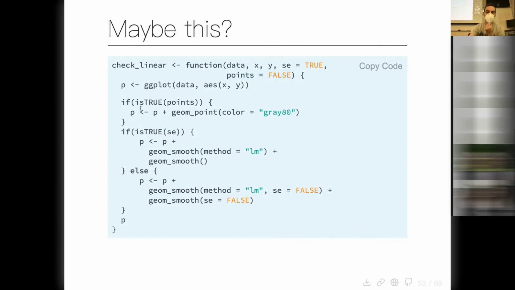Then I'm building up the plot in layers here. So I'm starting with p, ggplot data, x, y. Then I say if points is TRUE, then I'm going to add a point layer. Then if se is TRUE, I say geom_smooth with method LM and geom_smooth. Otherwise, when it's FALSE, I say geom_smooth with se equals FALSE and geom_smooth with se equals FALSE. And then very importantly, I put p at the bottom because that is what is returned. Anything that you see there that looks weird or wrong or incorrect?